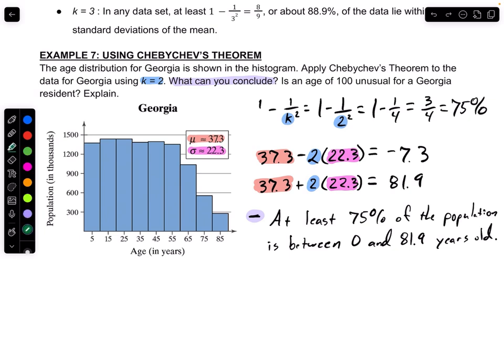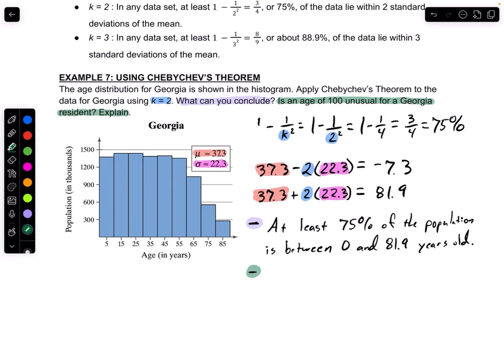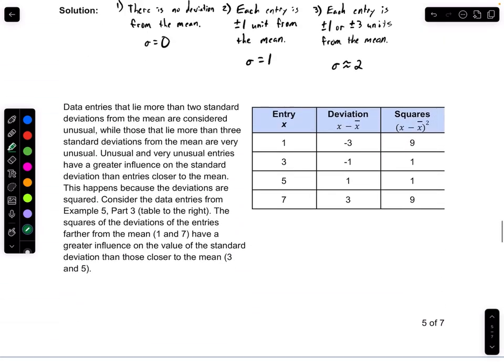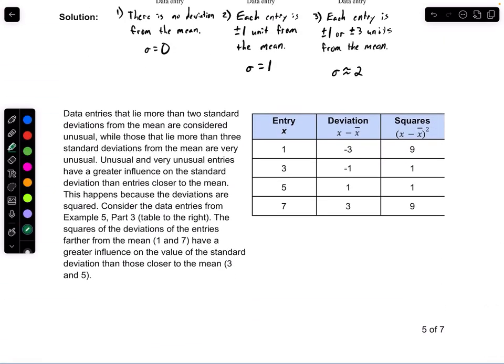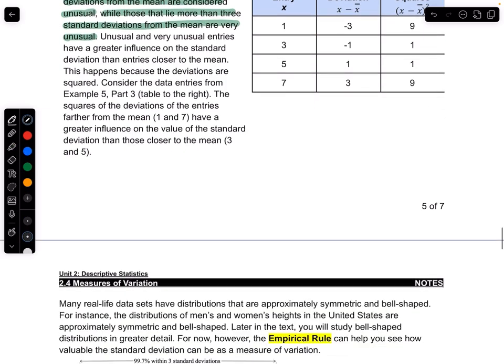The next part of this question is: is an age of 100 unusual for a Georgia resident? Explain. Now, what do we consider unusual? If you go back to the bottom of page 5 here, there's a statement that says data entries that lie more than 2 standard deviations from the mean are considered unusual, while those that lie more than 3 standard deviations from the mean are very unusual. So anything outside of 2 standard deviations is going to be considered unusual.